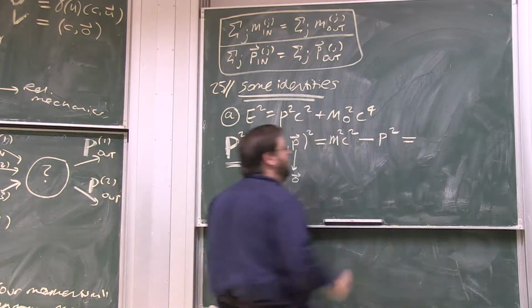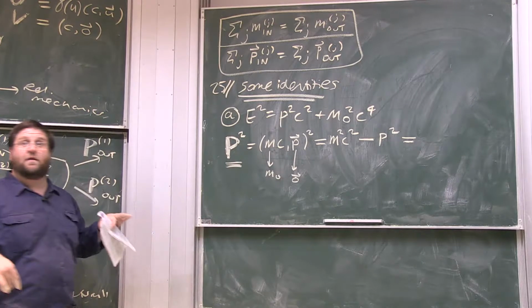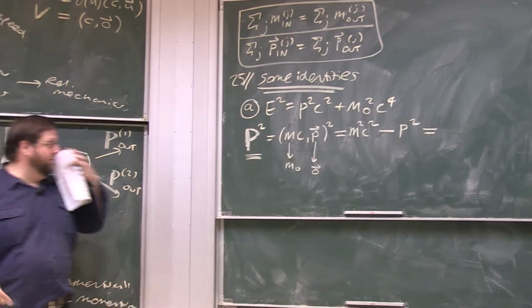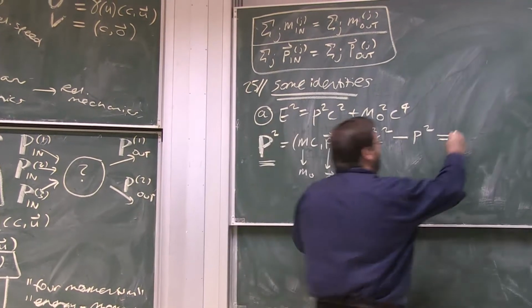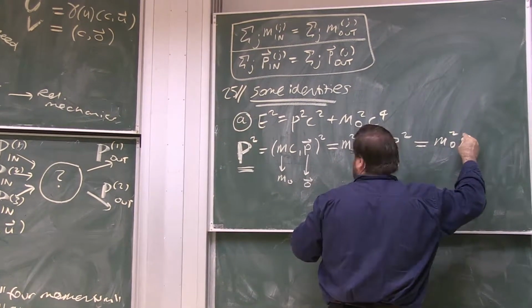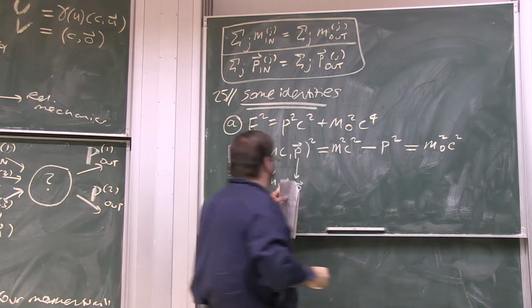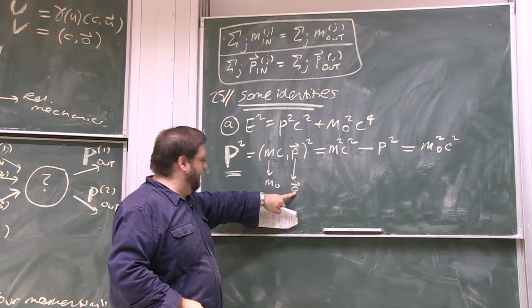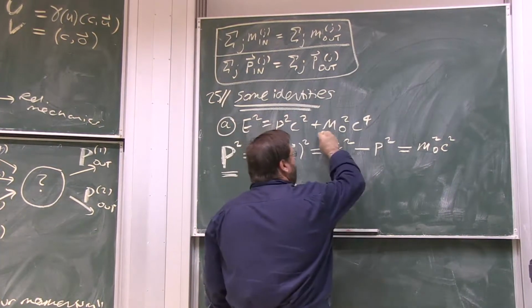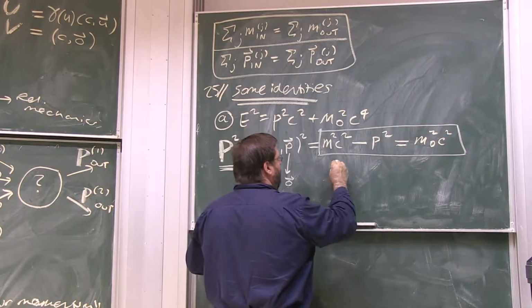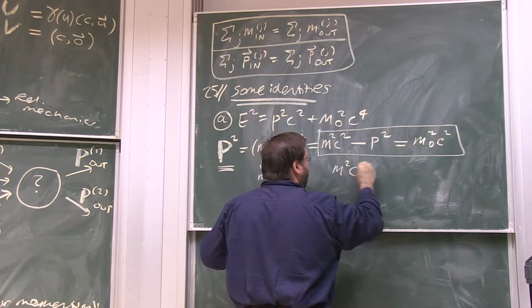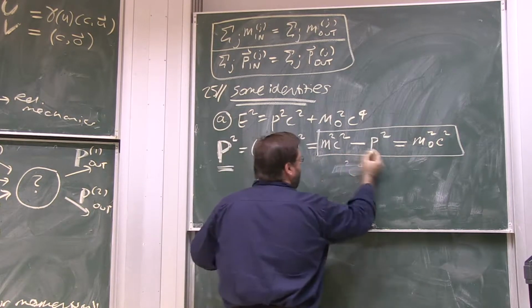I've calculated it in one frame. If I now calculate it in the rest frame, I'll get exactly the same result. And in the rest frame, I'll have this squared minus this dotted with itself, which is naught. So we now have this expression here. If I multiply through by c squared, I'll get m squared c to the fourth, which is nothing more than E squared.